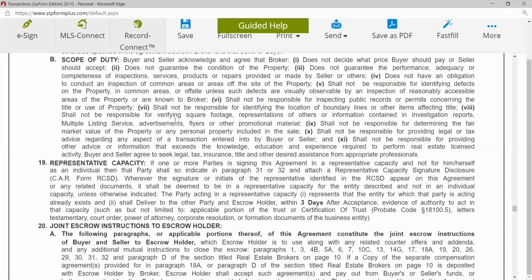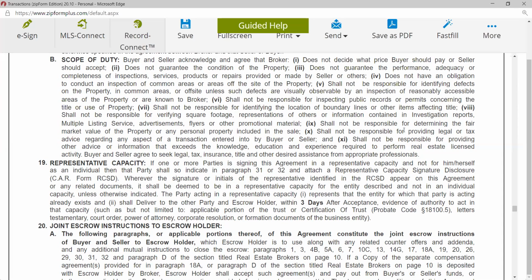Should not be responsible for identifying square footage, representations of others, or information contained in investigation reports, multiple listing services, advertising flyers, or other promotional material. Should not be responsible for determining the fair market value of the property or any personal property, including the sale.